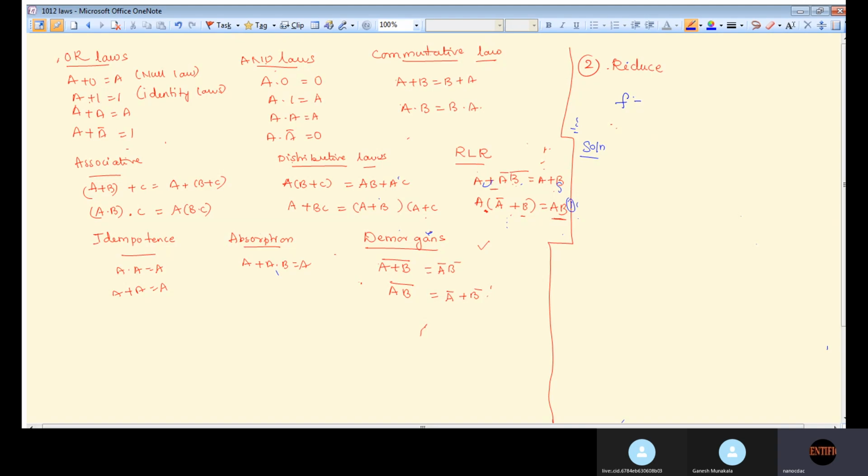Reserve for practice purpose only. F is equal to B plus BC, B plus B bar C, B plus D. Now tell me the answer for this, what you are getting. In this, I think without applying De Morgan's law you can reduce it easily.